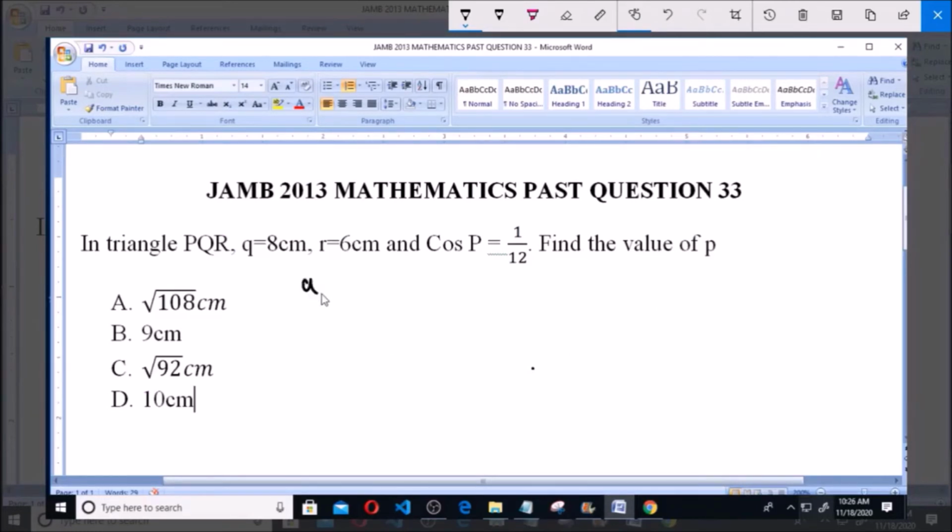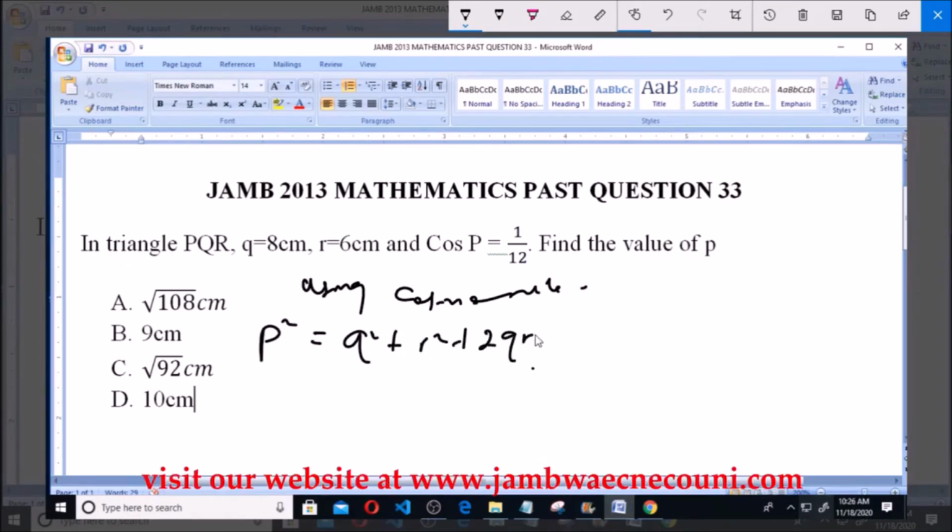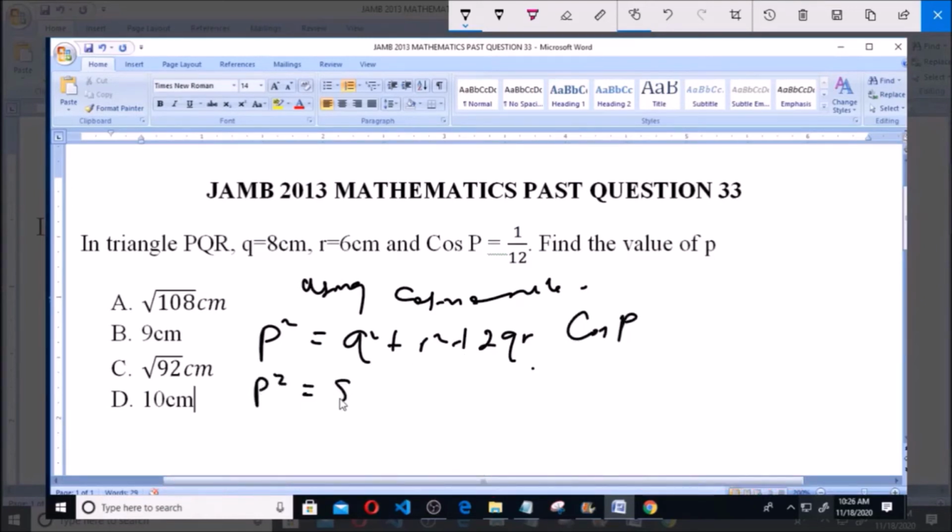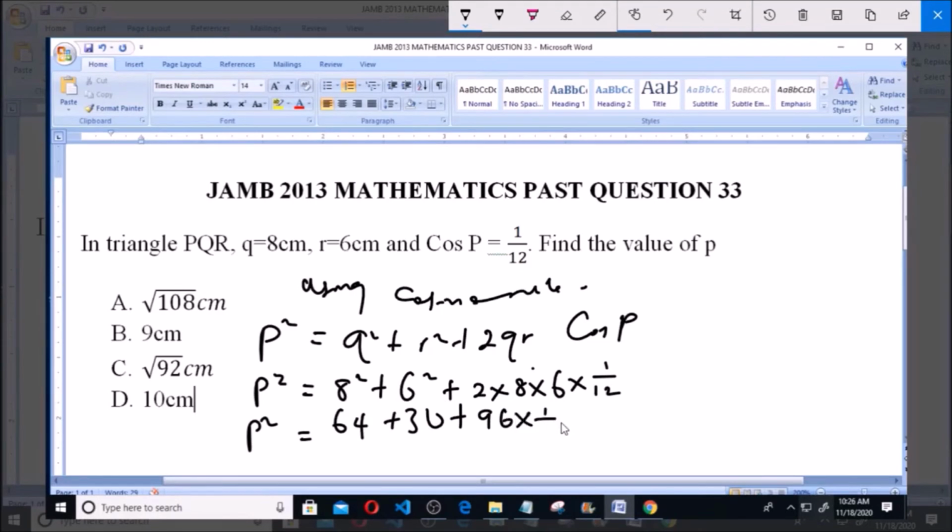Now, using the cosine rule, we have that p squared is equal to q squared plus r squared plus 2qr cos P. So p squared is equal to 8 squared plus 6 squared plus 2 times 8 times 6 times 1 all over 12. Now p squared is equal to 64, that's 8 squared, plus 36, which is 6 squared, then plus 96 times 1 over 12. Remember, cos P from the question is 1 over 12.